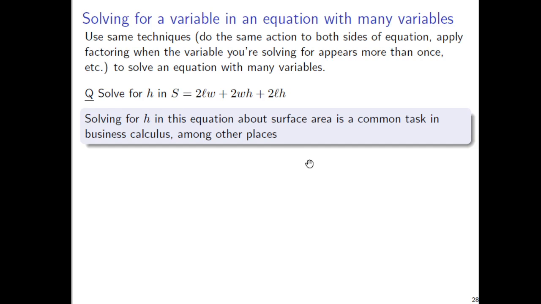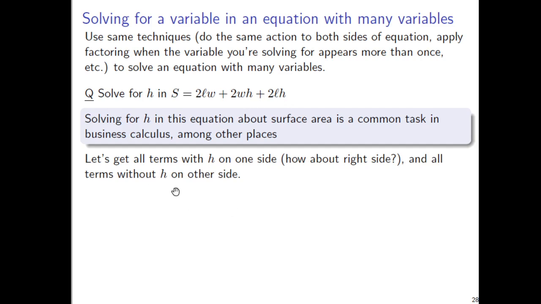This problem type, by the way, is a very common task in business calculus among other places. In this specific equation, I took it from my business calculus class that some of you will be taking after taking algebra, and this surface area issue comes up there. So get all the terms that have h on one side. How about we just choose the right side because both of the h's are already on the right side. And all the terms without h's will go on the other side, I guess the left side here.